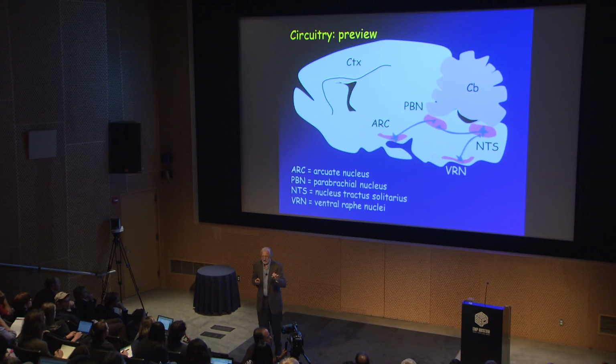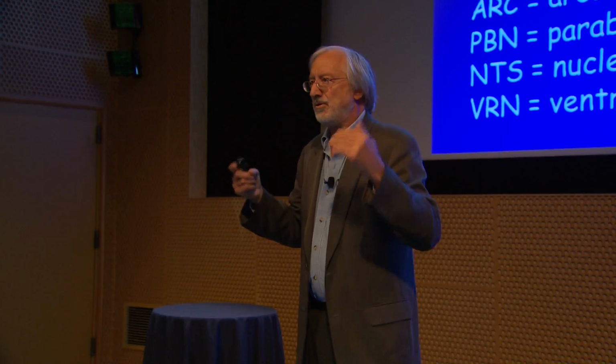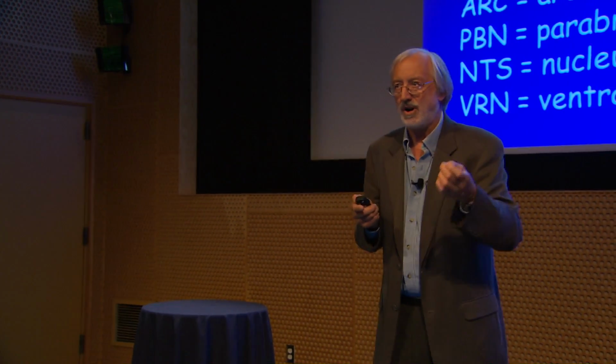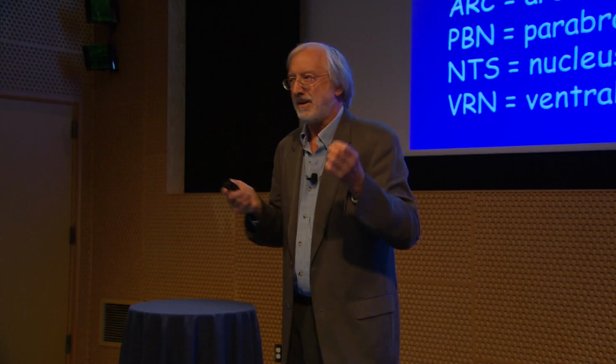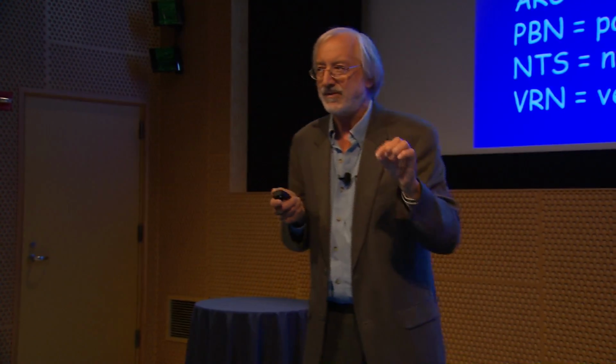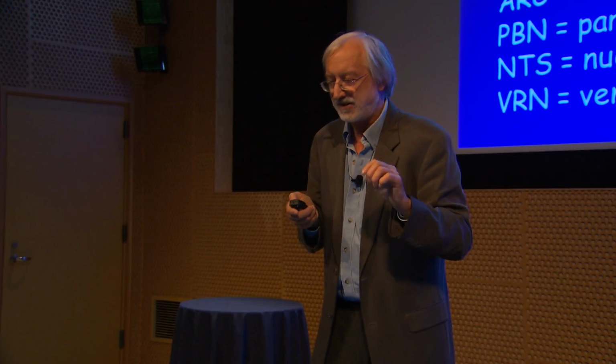The idea is that the loss of inhibitory tone to the parabrachial leaves unopposed glutamatergic excitatory input to the parabrachial, and that's what's driving the anorexia. And the object of the last few years has been to try to identify the source of that excitation.